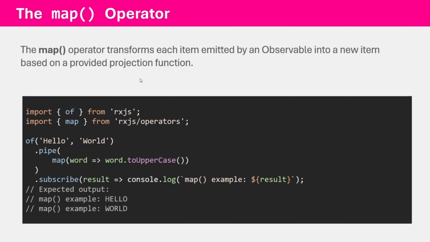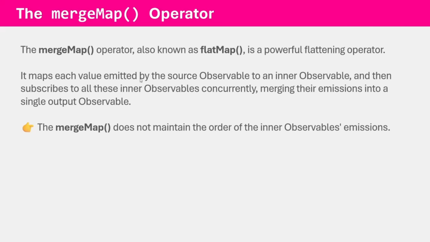Next, we have the mergeMap operator. So the mergeMap operator is also known as flatMap, and it is a powerful flattening operator. It maps each value emitted by the source observable to an inner observable, and then it subscribes to all those inner observables concurrently, merging their emissions into a single output observable. Now, this might be difficult to understand, so we will understand it with an example.